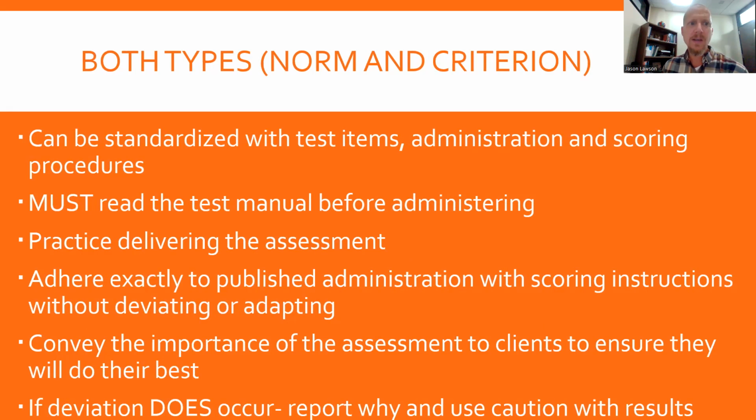So both types, both norm-referenced and criterion-referenced, can be standardized, meaning that there are standardized protocols to follow. Typically, they have directions for administering, and they may have directions for scoring. Even with criterion-referenced assessments, you might total up a particular score, and that score would indicate whether they are at risk for falls, or whether they need assistance with a particular activity of daily living.